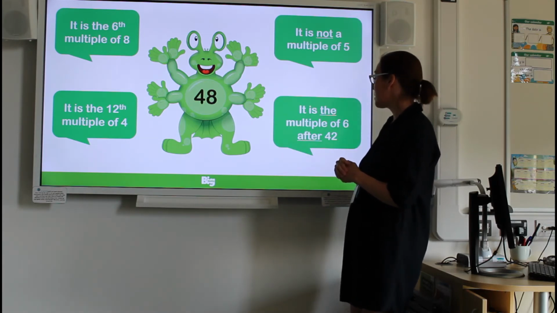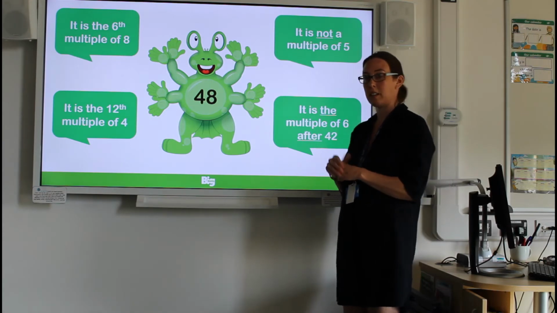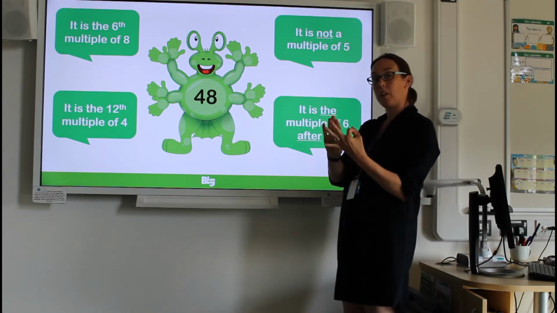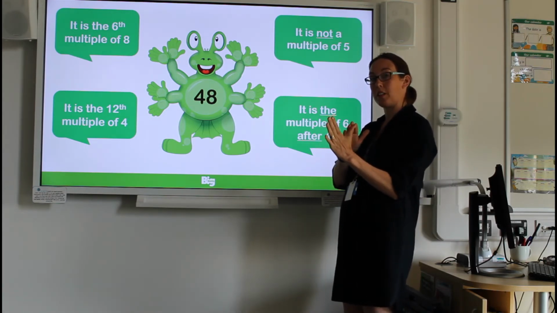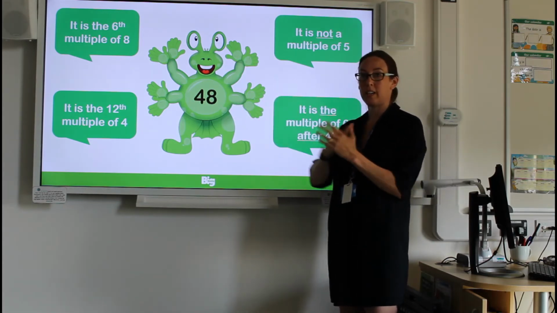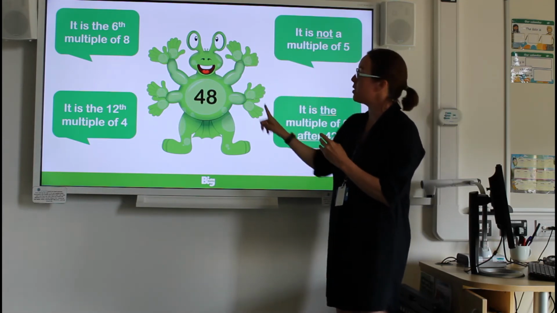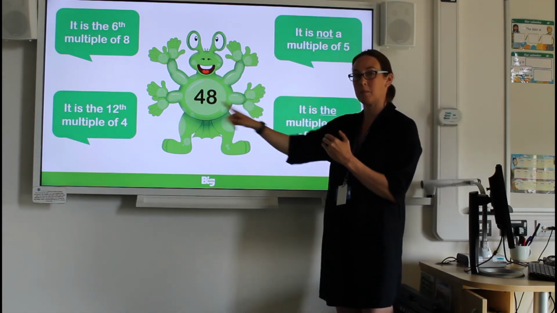And finally, it is the multiple of 6 after 42. Well, let's check that. 6, 12, 18, 24, 30, 36, 42, 48. Okay? So all of these statements have been generated around this number, this multiple.